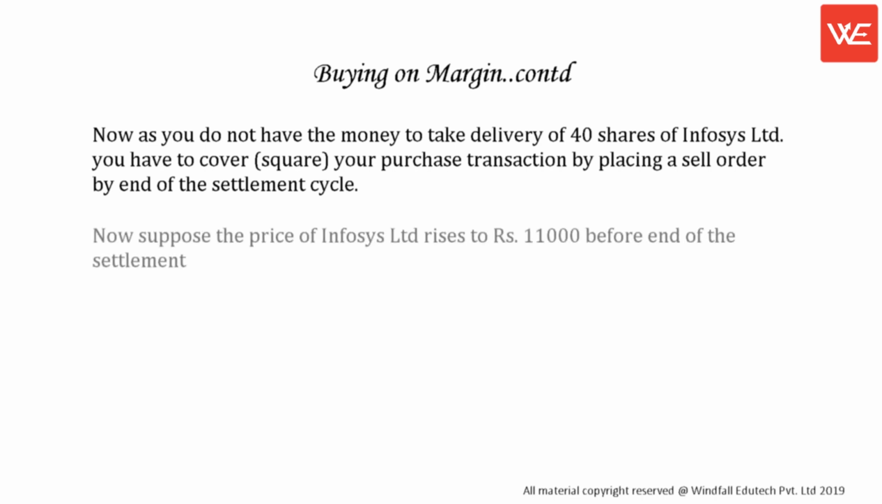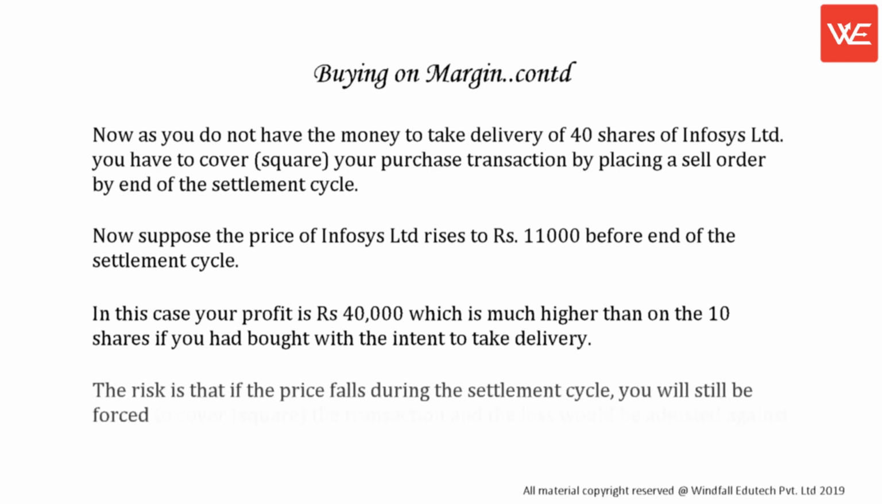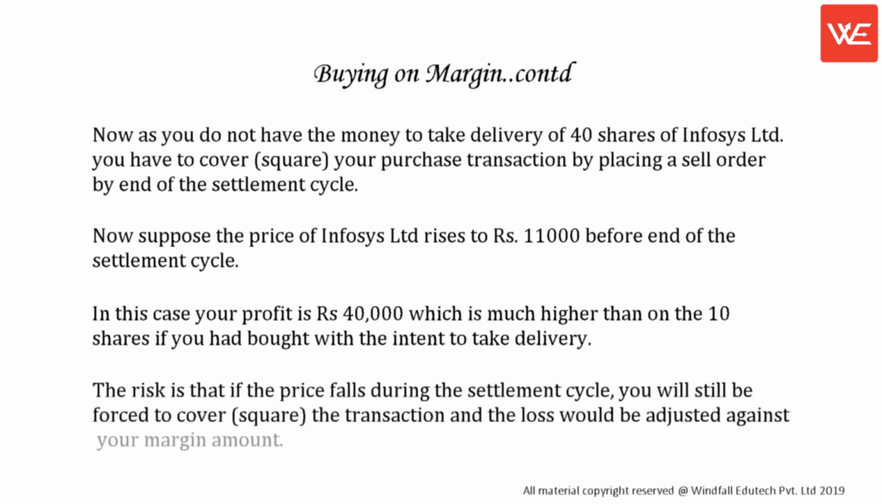Now suppose the price of Infosys Limited rises to 11,000 rupees before the end of the settlement cycle. In this case your profit is rupees 40,000, which is much higher than on the 10 shares if you had bought with the intent to take delivery. The risk is that if the price falls during the settlement cycle, you will still be forced to cover square the transaction and the loss would be adjusted against your margin amount.